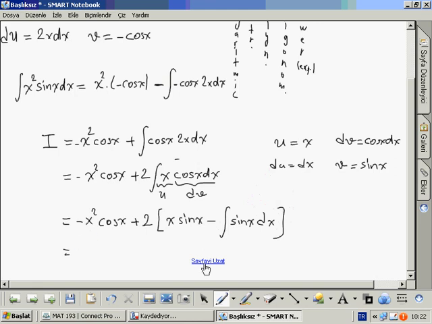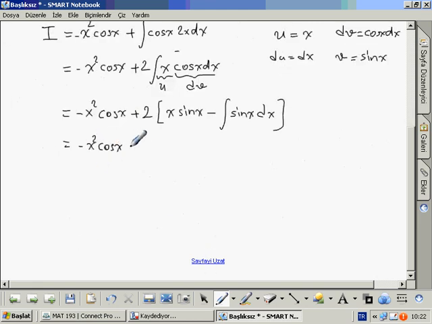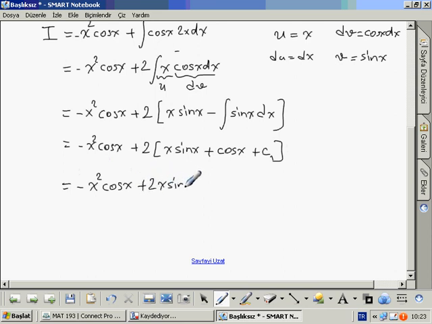And it equals minus x squared cosine x plus 2 times x sin x, and the integral of sin x equals, we know, minus cosine x, so minus times minus cosine x will be plus cosine x, and plus c1, and it equals minus x squared cosine x plus 2x sin x plus 2 cosine x plus 2c1, it equals c, which is the integral of x squared sin x dx.